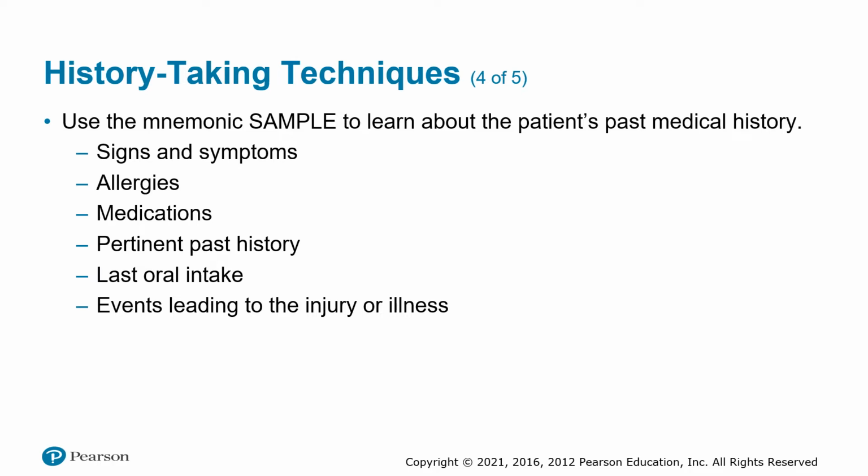And then any events leading up to the injury or illness. What were they doing beforehand? Were they walking? If they were walking, maybe they're having difficulty breathing. So what were they doing before the difficulty breathing started? Did they have some type of exertion? Were they running? Were they doing something that would cause the heart rate or the respiratory rate to increase? Or were they just sitting there? If they were just sitting there and the difficulty breathing started, maybe this is a more serious thing.